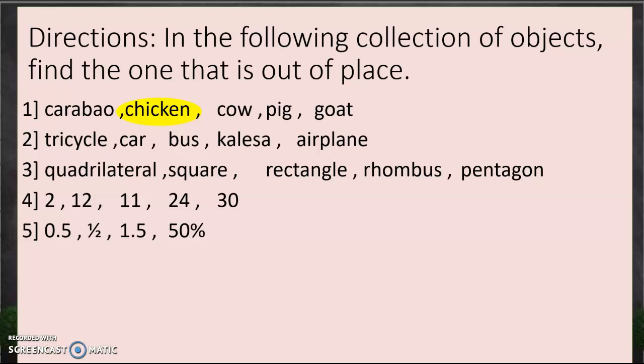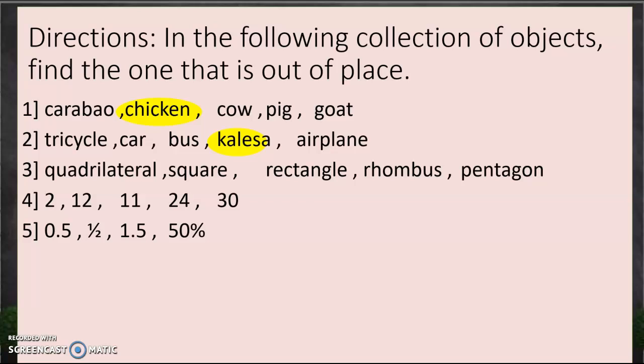Next, number 2: tricycle, car, bus, kalesa, airplane. Okay, the answer is kalesa, because the others are kinds of transport that use gas.